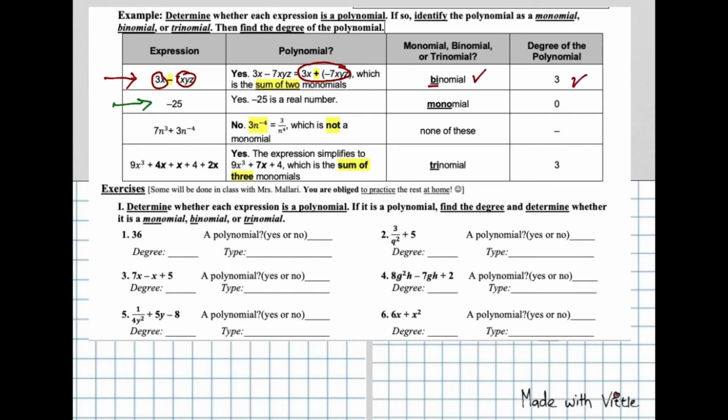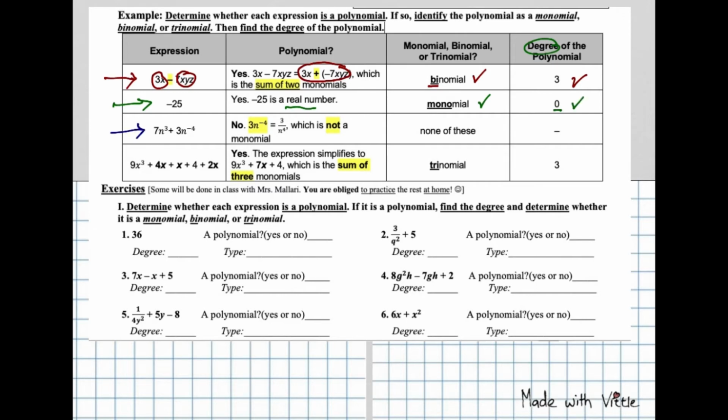Let's look at the next expression, which is negative 25. Is it considered a polynomial? Yes, because it's a monomial, which is a type of polynomial. It's a single term. It's a real number as well. What will be the degree or exponent of this? It's going to be 0 because it doesn't have any variable.